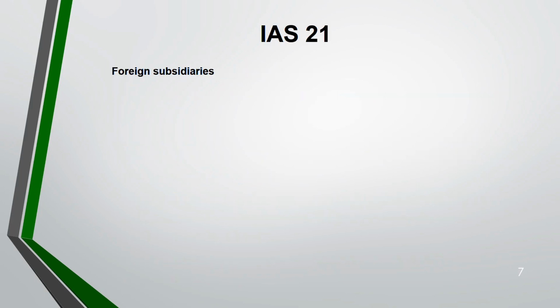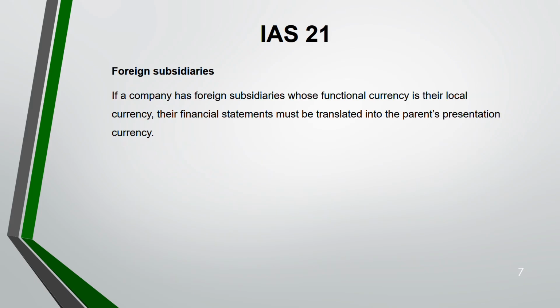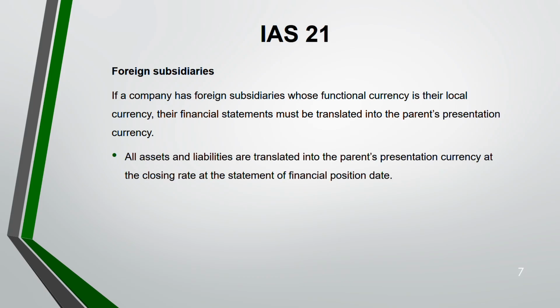Now, if a company has a foreign subsidiary whose functional currency is their local currency, then the financial statements have to be translated into the parent's presentation currency. Remember, the foreign subsidiary cannot keep their accounts in their currency. It has to be translated into the parent's presentation currency, because at the end you have to consolidate, and the currency has to be the same when you are consolidating.